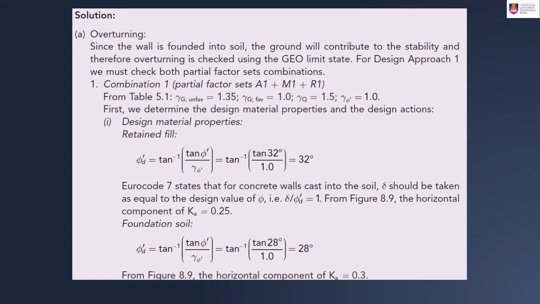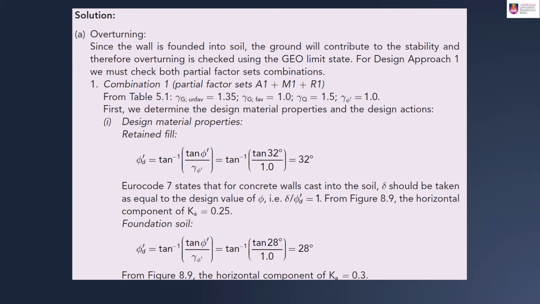First one, we have to check the overturning. As mentioned earlier, the wall is founded in soil, so the ground will contribute to the stability, and therefore overturning is checked using the GEO limit state. For Design Approach 1, we must check both partial factor set combinations. Combination 1 states that the partial factor sets are A1 plus M1 plus R1.